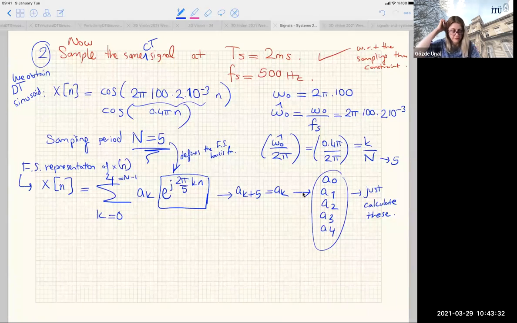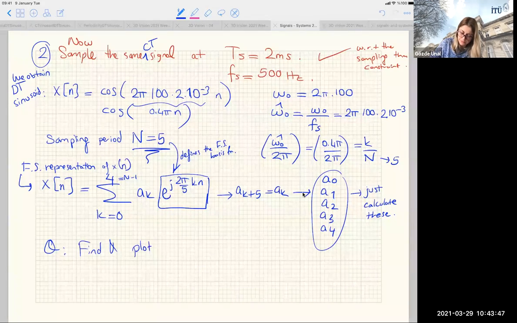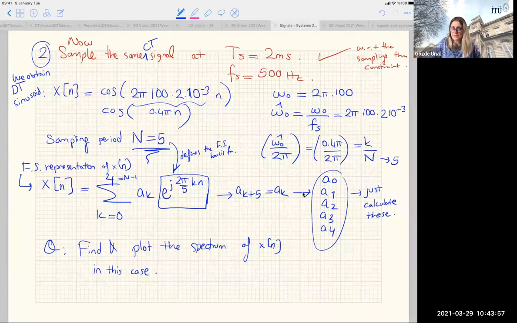First, let's derive it, or the question is: find and plot the spectrum of x of n in this case. Meaning in this sampling, after this specific sampling frequency.